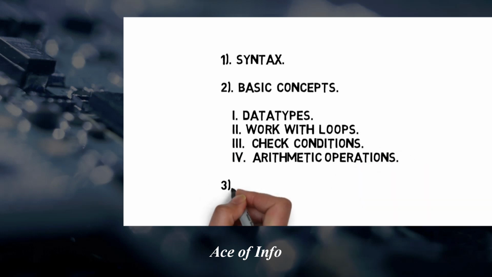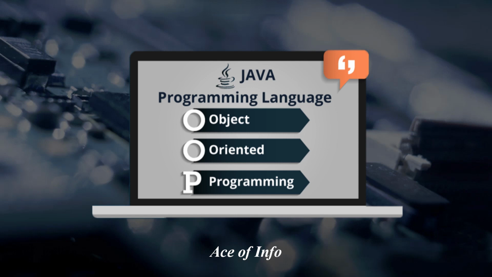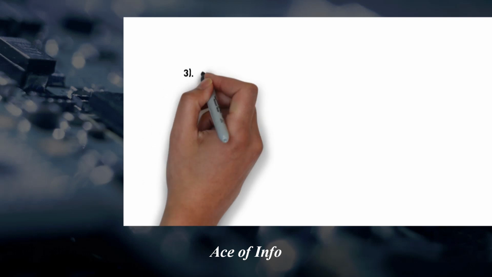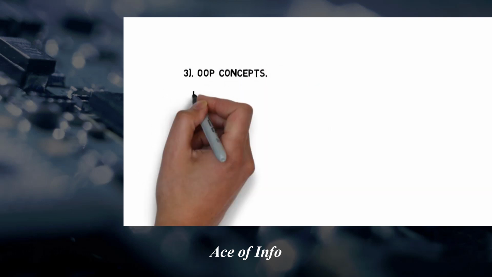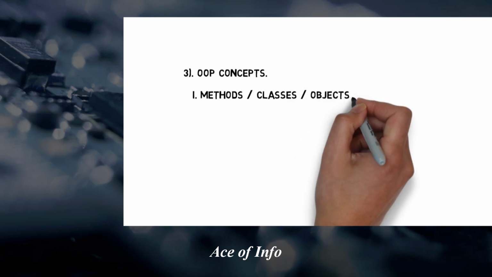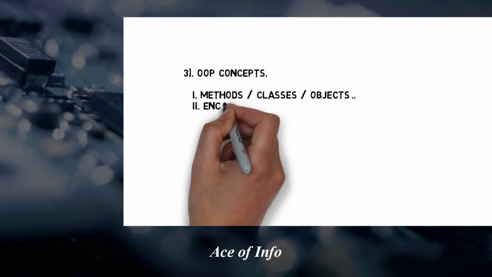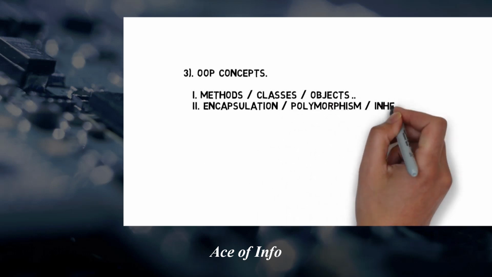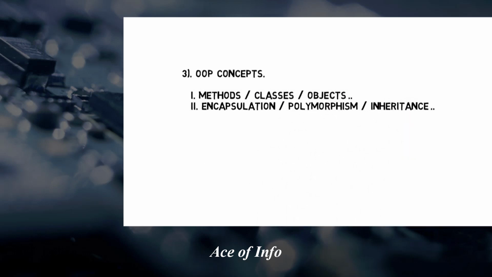After you're done with that, you can turn to OOP concepts. Now Java is an object-oriented programming language, which means that you have to think everything as objects. We will discuss further about this in future videos. So on the OOP concepts, you have to learn methods, classes, objects and other important things. And then also there are some things to learn in Java like encapsulation, inheritance, polymorphism and more things. Don't worry, we will discuss them in future videos.